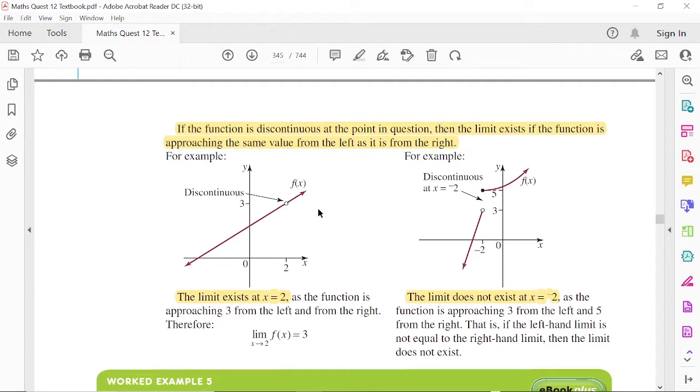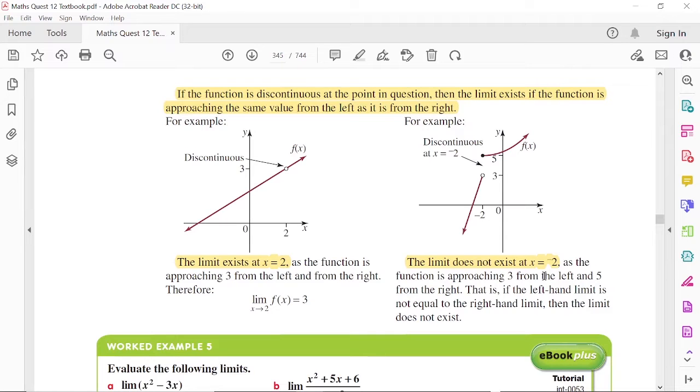So even though there's a discontinuity here, the limit exists because it's approaching that same value from the left as from the right. But in this case here on the right, as we come from the left and we're approaching this value of x of -2, it's getting closer to this y value of 3. But if we come from the right, then it's approaching this value of 5. Because it's got this gap here, the limit does not exist at that particular value.